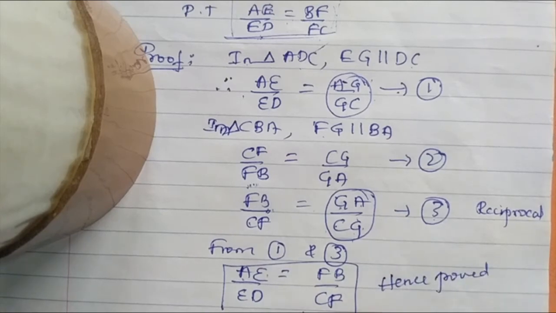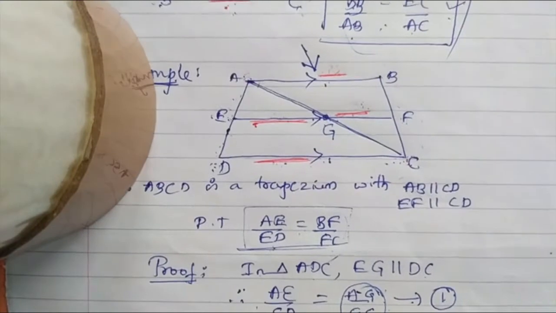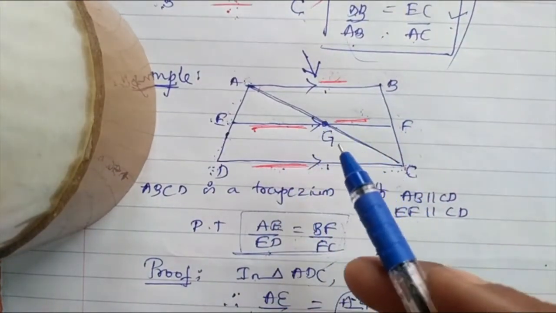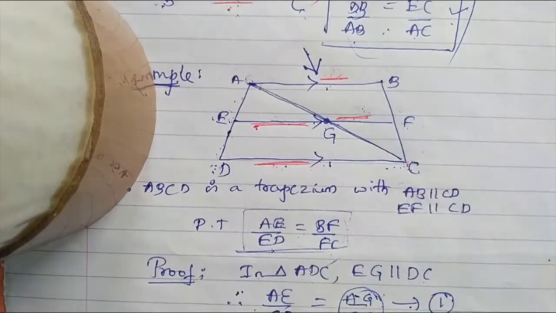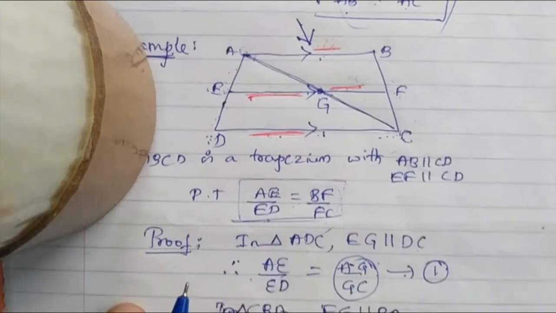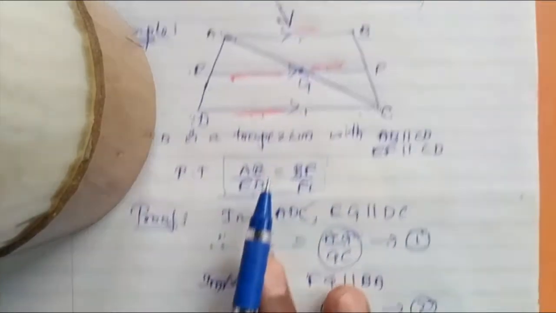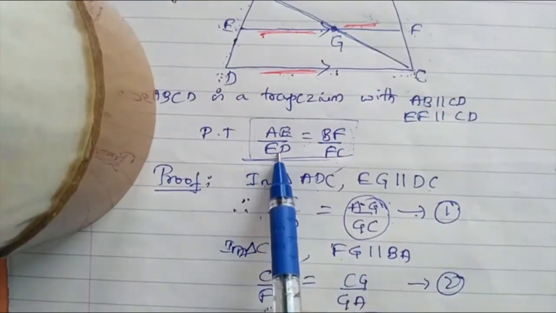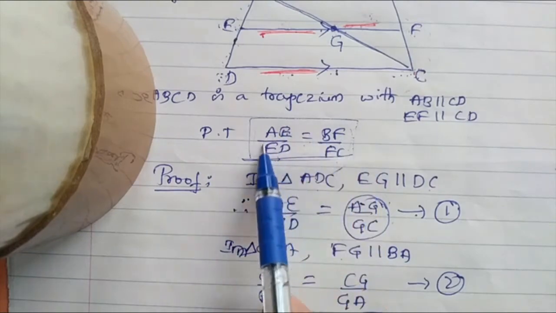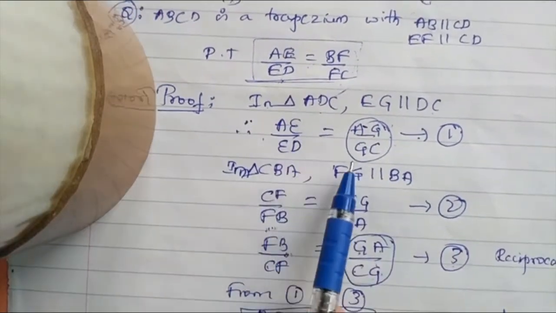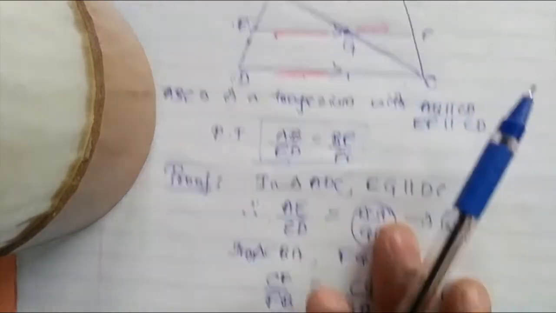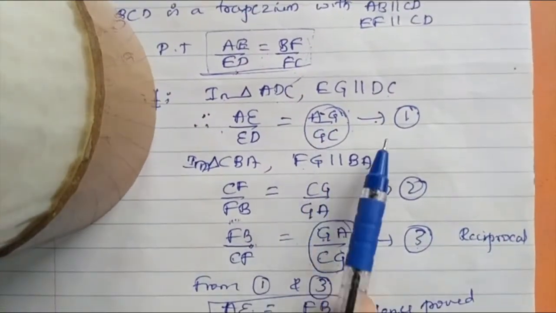So in this way you can solve the problem by checking how many triangles are given. If it is not given, you construct and make it as BPT shape. There are 3 ways of writing the BPT result. Go by any one form by checking the main question. Whichever way they have given in the main question, you go that way and obtain as many equations as there are triangles. There are 2 triangles here, so I got 2 equations.